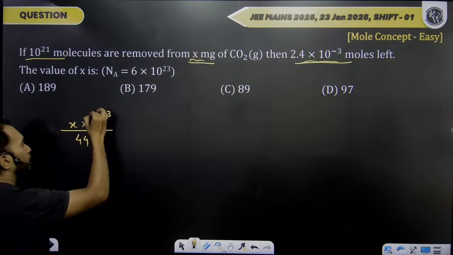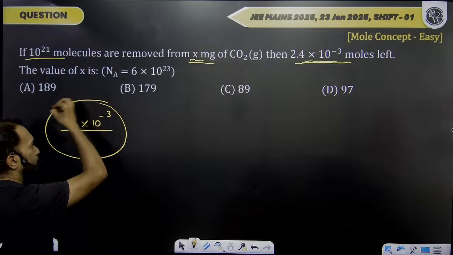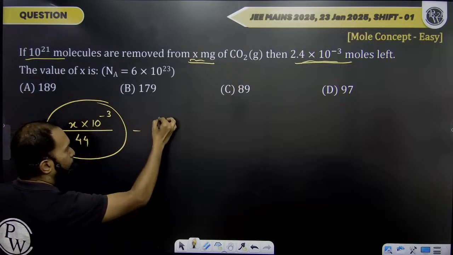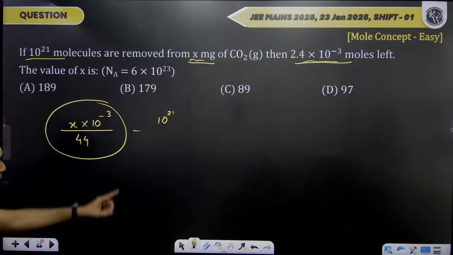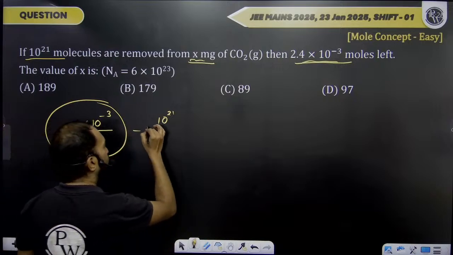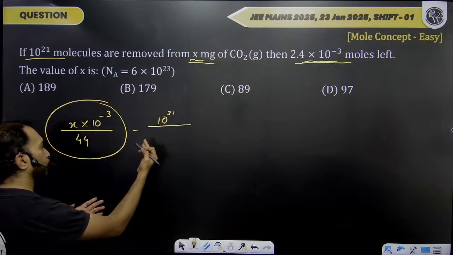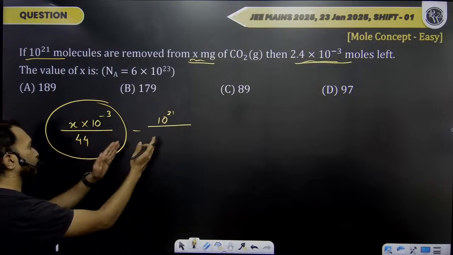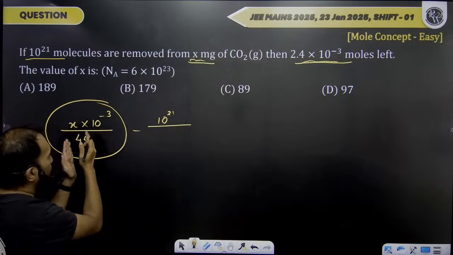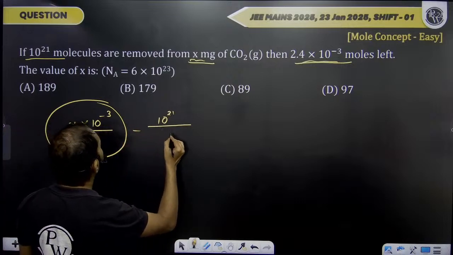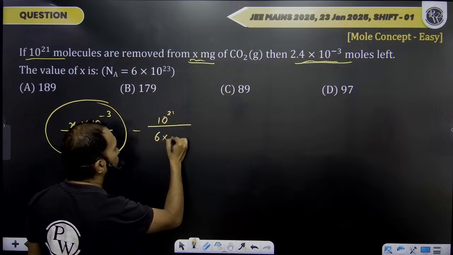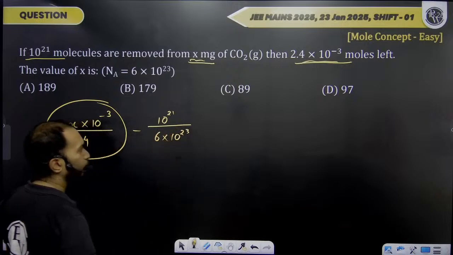So initially these many moles of CO2 were present. Now 10 to the power 21 molecules are removed. This is the number of molecules, and you have to convert this number of molecules into number of moles. Both the terms should be in the same manner, right? If this is number of moles, then this should also be number of moles. So 10 to the power 21 divided by Avogadro number. Avogadro number is 6 into 10 to the power 23.